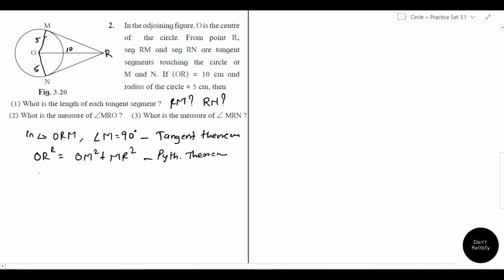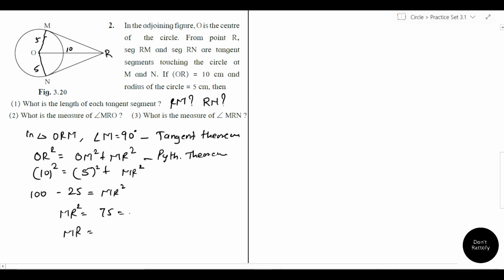Fine. OR is how much? 10. So 10 square is equal to OM is how much? 5. So 5 square plus MR, we don't know, so MR square. 10 square is 100. 5 square is 25. I'll take it on the left hand side, so it will be 100 minus 25 is equal to MR square. So I'll get MR square as 75.